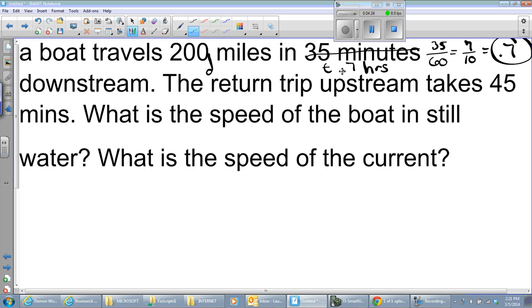Hopefully that helps you out. I know this was bothering Derek a little bit. Maybe crossing out the 35 minutes and replacing it with 0.7 hours, that will help.